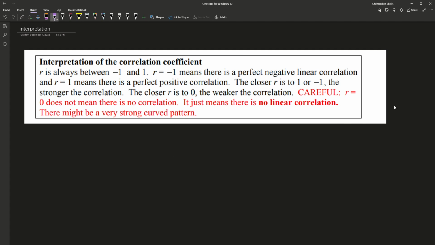Careful. R being equal to 0 does not mean that there is no correlation at all. It just means that there is no linear correlation. There might be, for instance, a very strong curved pattern, meaning that you get an R value that is close to 0, because in that case there would not be a linear correlation.